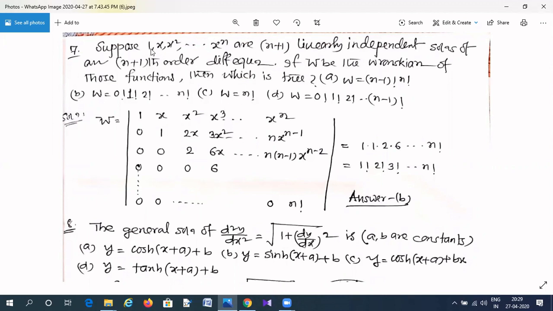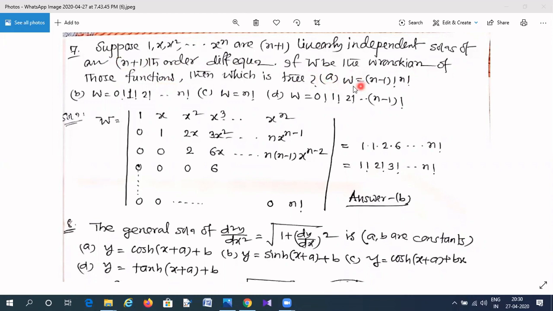Suppose 1, x, x squared, ..., x to the power n are n plus 1 linearly independent solutions of an (n plus 1)th order differential equation. The order of the differential equation is not given here, but it is given that the order of that differential equation is n plus 1, and there are n plus 1 linearly independent solutions. If W be the Wronskian of those functions, then which is true?